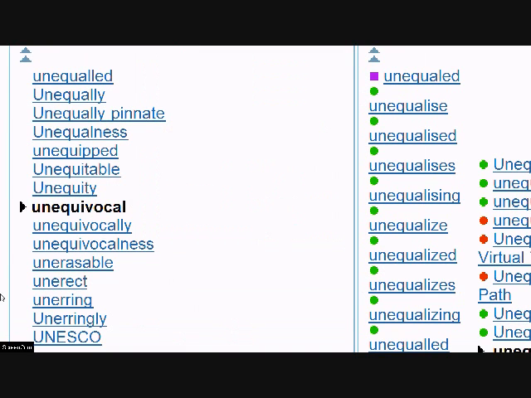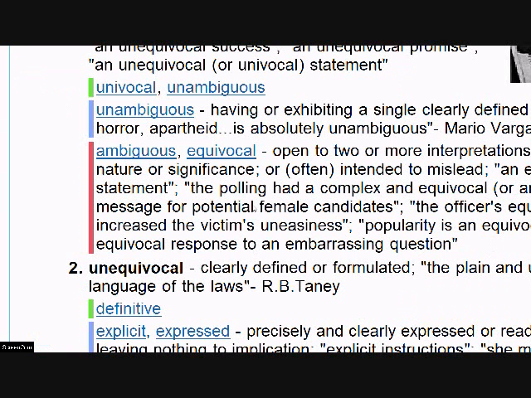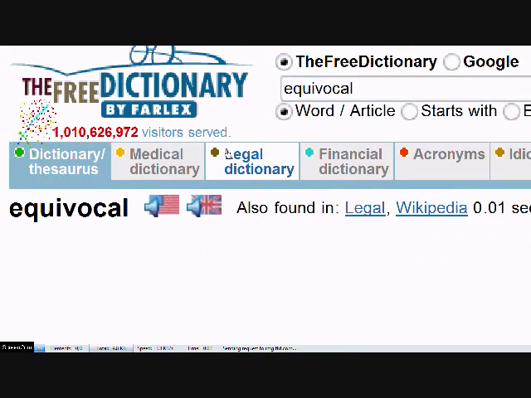We will stop. Here are some similar sounding words: unequivocally, unequalness, unequipped, unequitable, unequivocal, unequivocally, unequivocalness, etc. These are all in the dictionary. From here we network into another word called equivocal.